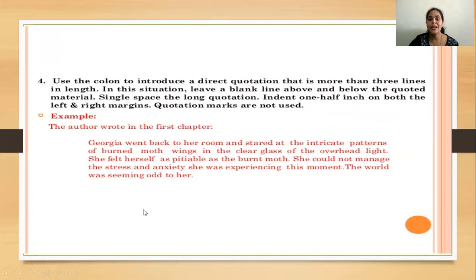The remaining punctuation marks we'll be discussing in the next part of the session. So go through this PPT. I'll be sharing it with you. And any doubts, we'll be clarifying in the session.